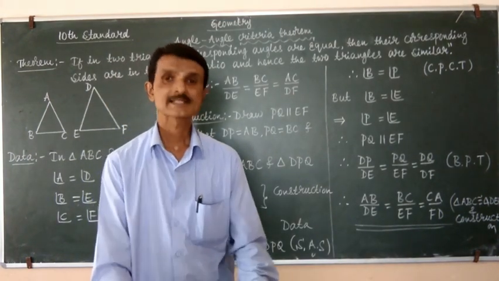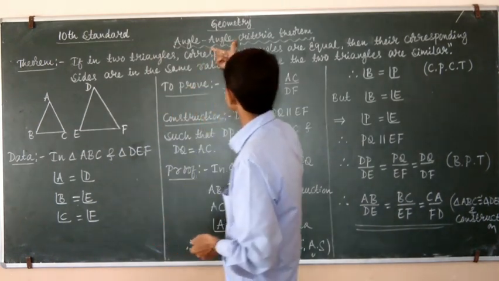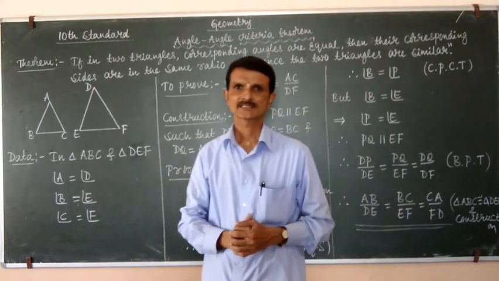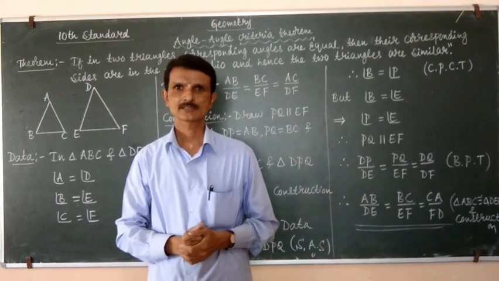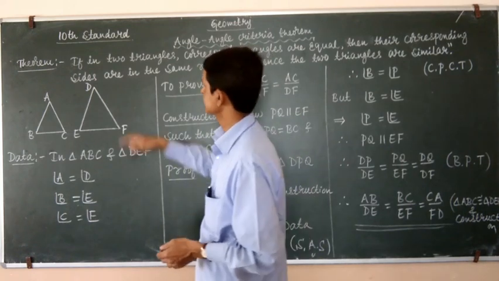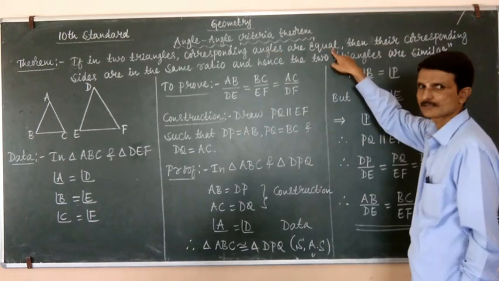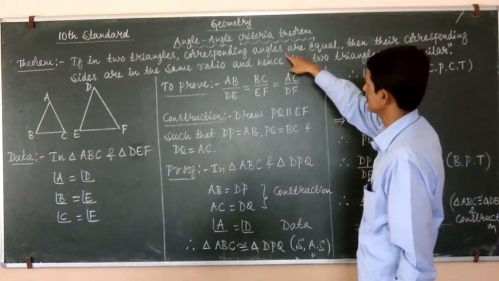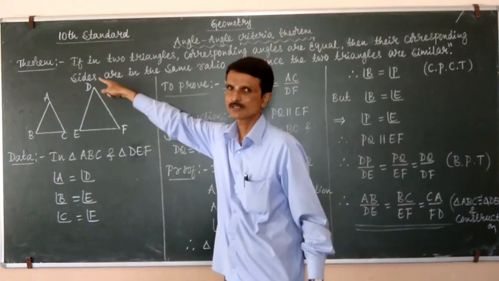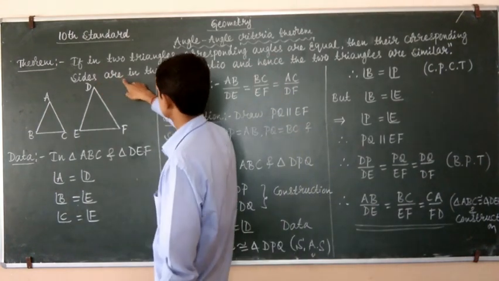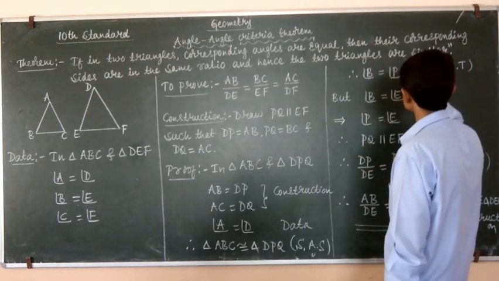Students, we'll see the theorem. So this is the angle criteria theorem. You have seen the statement of this angle criteria. It states that if in two triangles corresponding angles are equal, then their corresponding sides are in the same ratio, and hence the two triangles are similar.